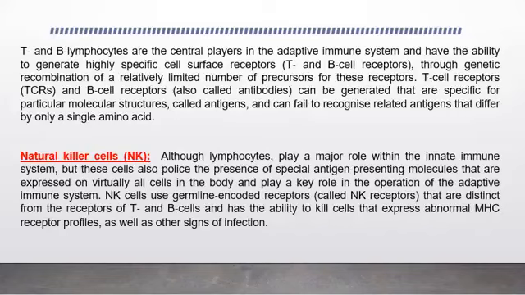Natural killer cells use special receptors expressed on the cell surface, called natural killer receptors. The name is different because they use germline encoded receptors, which could be activating receptors or inhibitory receptors. Basically, that distinguishes them. The receptors are actually different from those of T cells and B cells, and they have the ability to kill cells that express an abnormal MHC receptor profile as well as signs of infection.